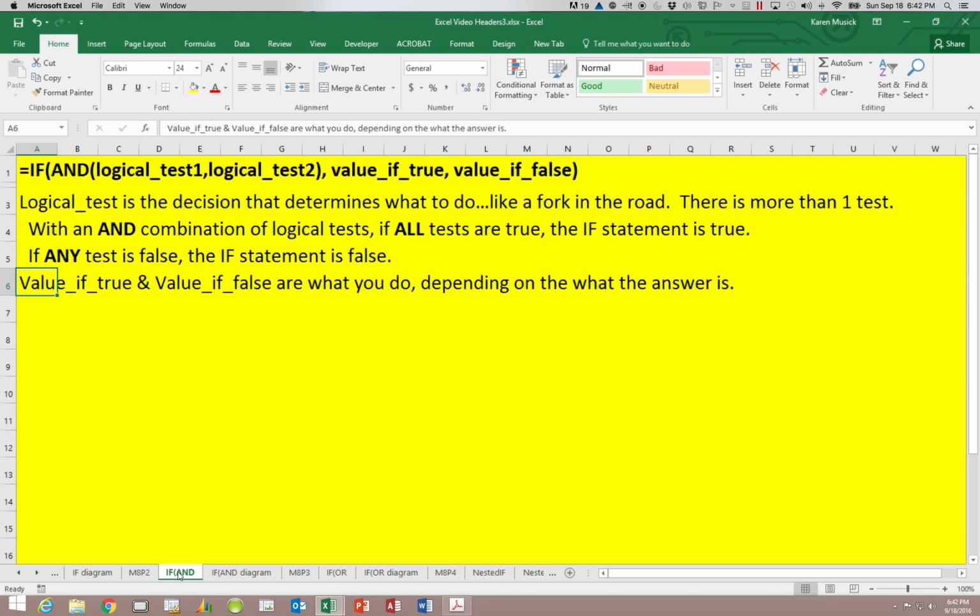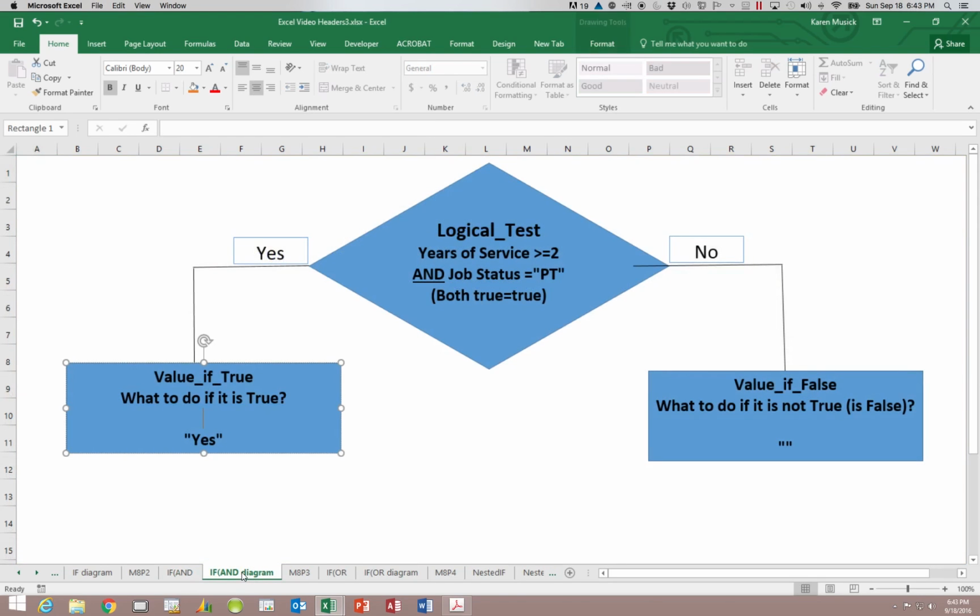If you try to type these in manually, you need to study this format because you need to know where to put the parentheses and also where to put the commas. Let's look at our example in a diagram.